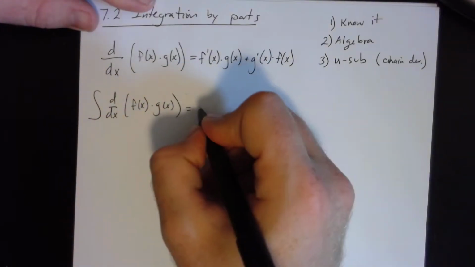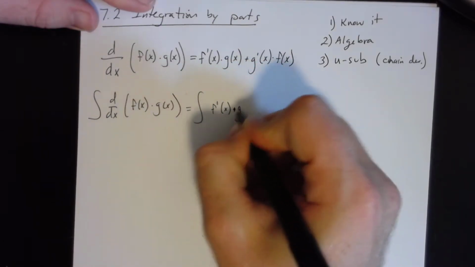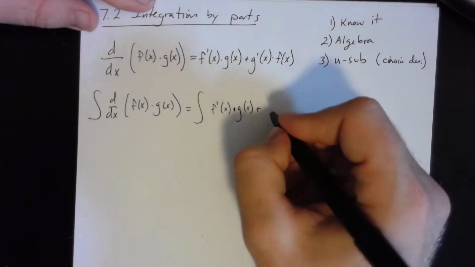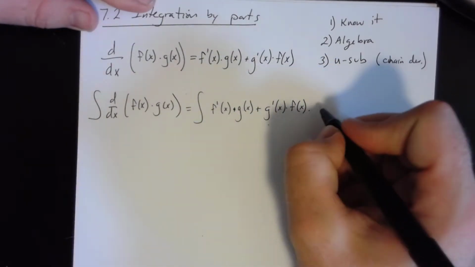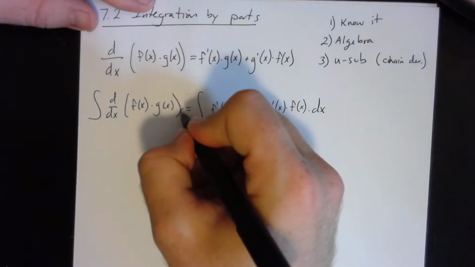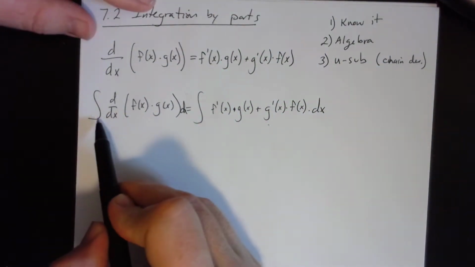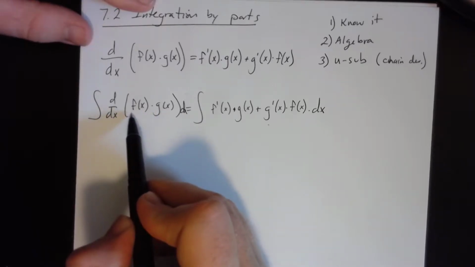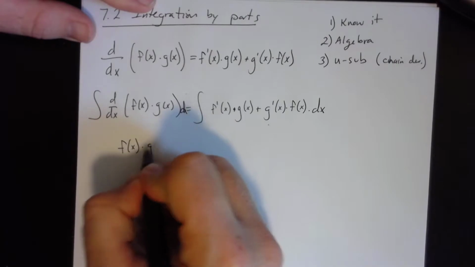And then I'm going to integrate this side over here. So f prime of x times g of x plus g prime of x times f of x. And don't forget, right on the end here, we're going to tack on that dx. And in here, we're going to tack on that dx. What's nice about this side is that if we're integrating the derivative, we end up just getting back the original functions we had. So this side here is just f of x times g of x.